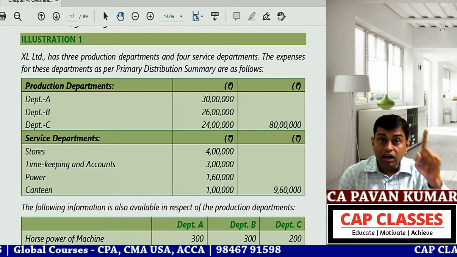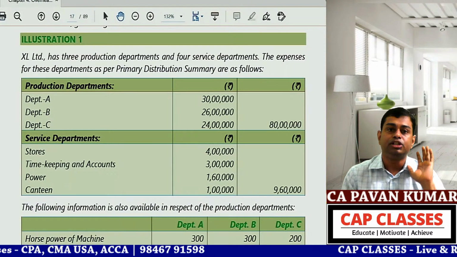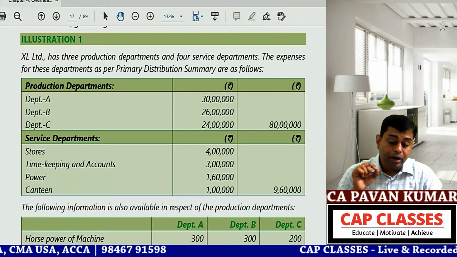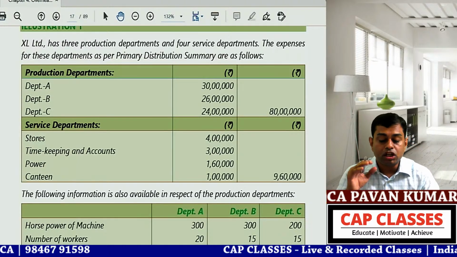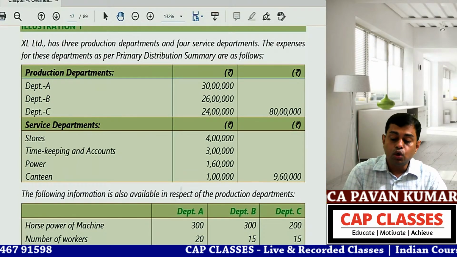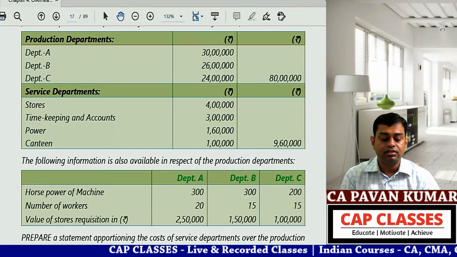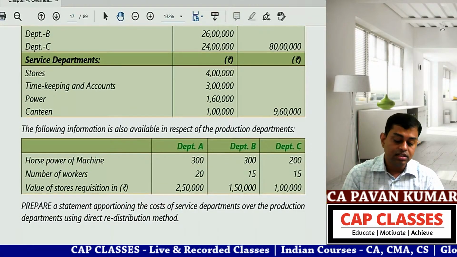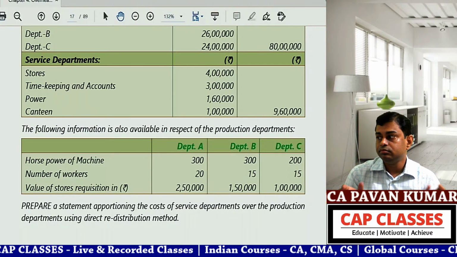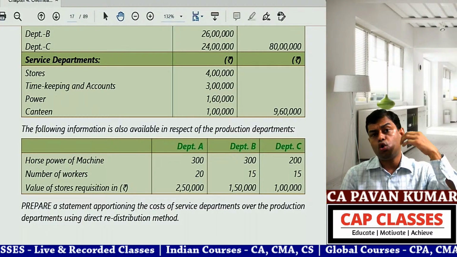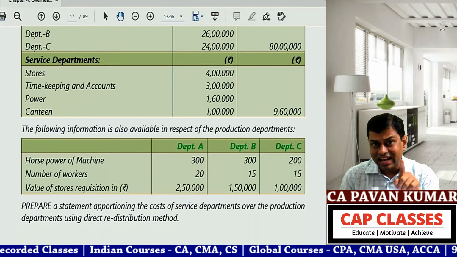What is primary distribution? Already we have seen one table, rent based on the square feet. When you do that, it is called primary distribution. So production department A, 30 lakhs cost. Production department B, 26 lakhs. Production department C, 24 lakhs. Total 80 lakhs. Service departments: stores department, 4 lakhs. Timekeeping and accounts department, 3 lakhs. Power, 1,60,000. Canteen, 1 lakh. Total, 9,60,000. So the total cost of the factory is 80 lakhs plus 9,60,000, total 89,60,000.